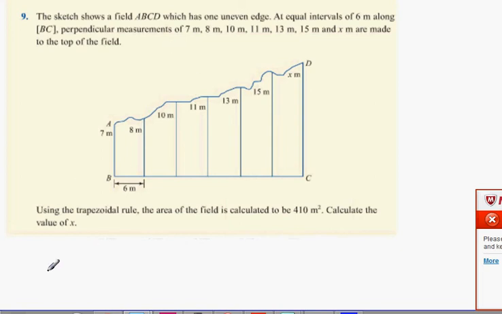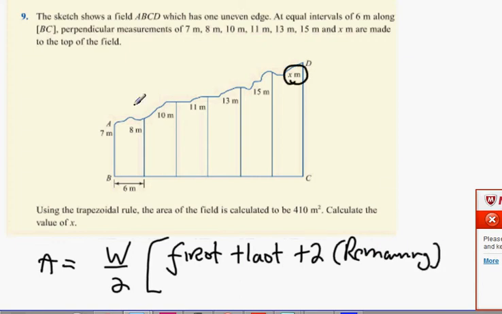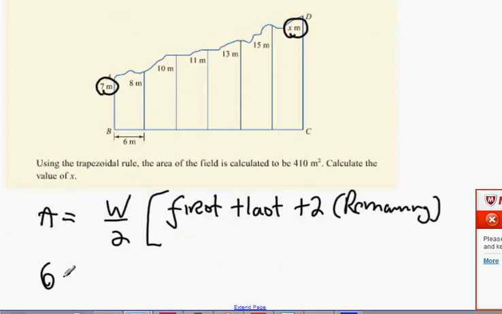So first thing is write down the trapezoidal rule. It's width over 2, and then I have it memorized this way: first plus last, plus 2 times remaining. All you really ever have to do is mark off the first and the last. The last is X and the first is 7, and the width is 6. So A equals, can anybody tell me what 6 over 2 is? 3. So just put 3 in at the start. Sorry, that's still meant to be A. So it's just going to be 3 into the first.